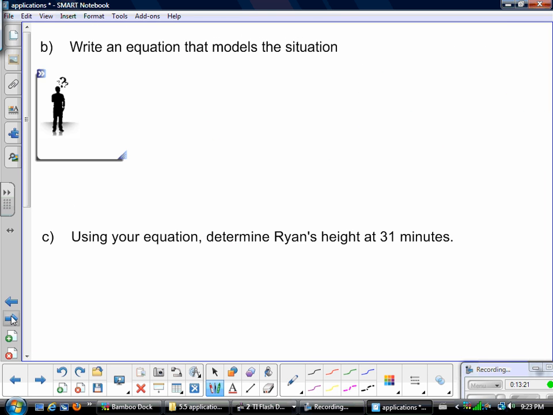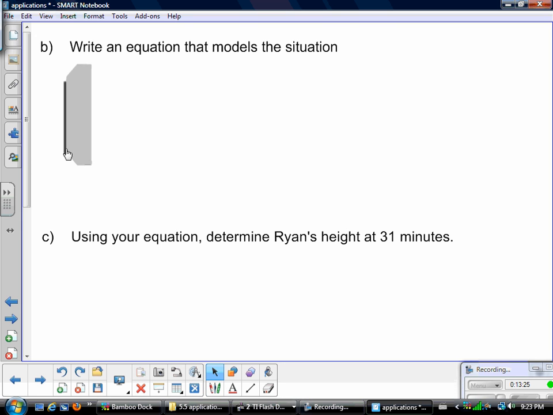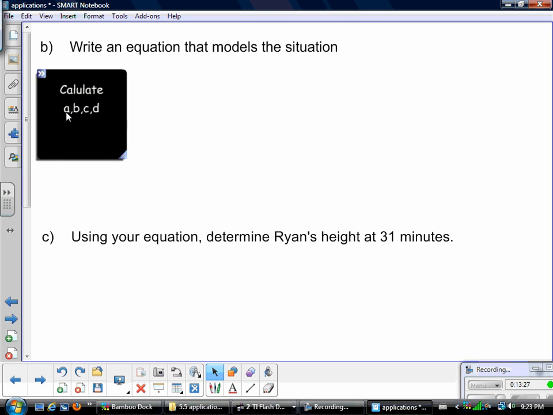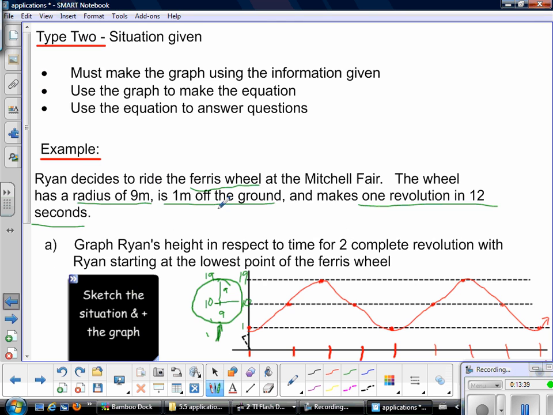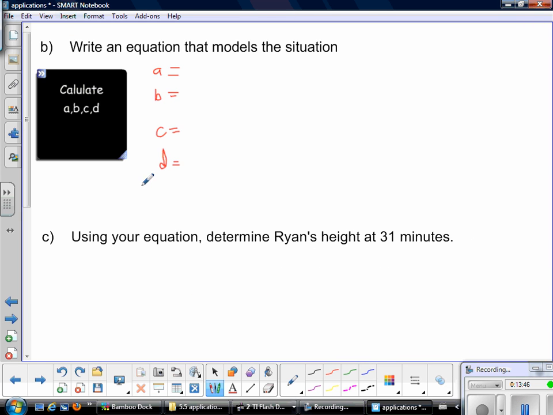It then says, write an equation that models the situation. So when I'm doing that, I need to calculate the values for A, B, C, and D. Okay, so I'm going to write those down and then we're going to go back and make our equation. Okay, so let's look at our amplitude. Our amplitude is half the distance of our graph. Well, that is the radius of our circle, so that's 9.